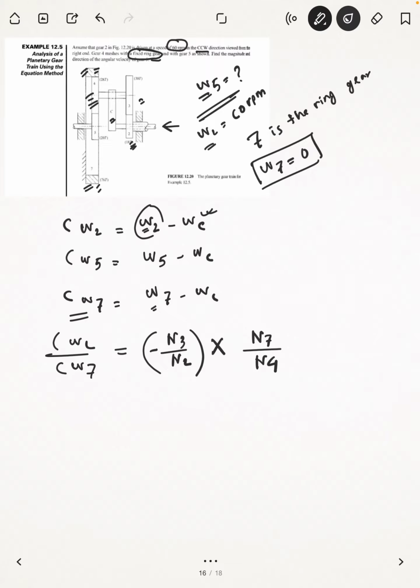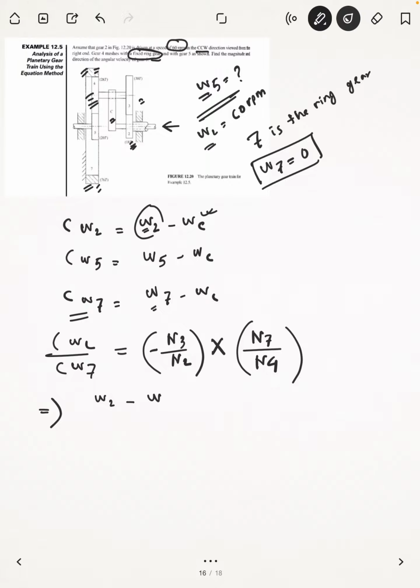But should I use the negative sign? No. As I said, only if one rotates clockwise and the other anti-clockwise do you use the negative sign. But here it is the internal gear, the ring gear, so you cannot use a negative sign. There should be no sign. Clear?